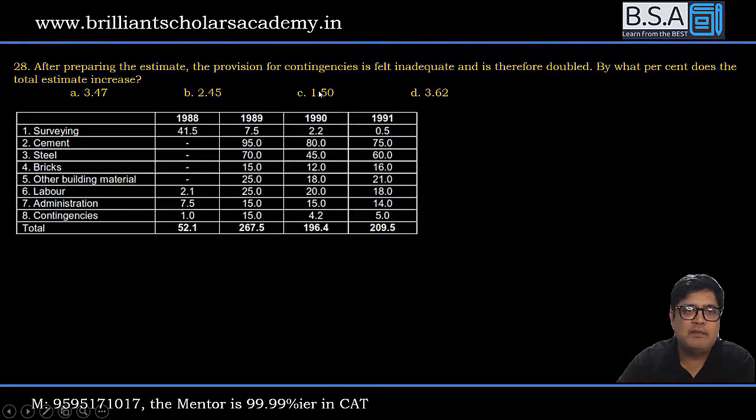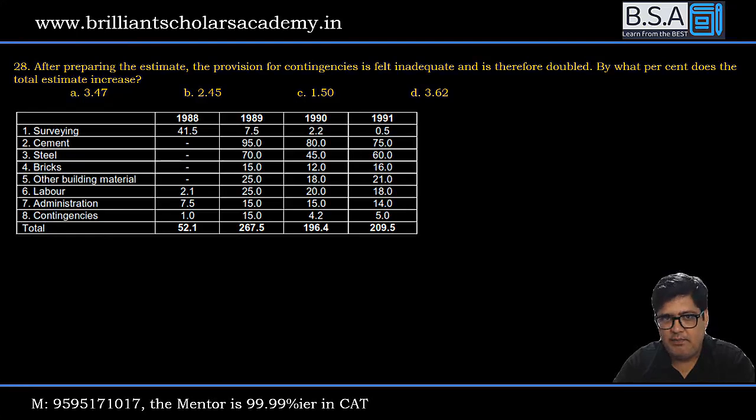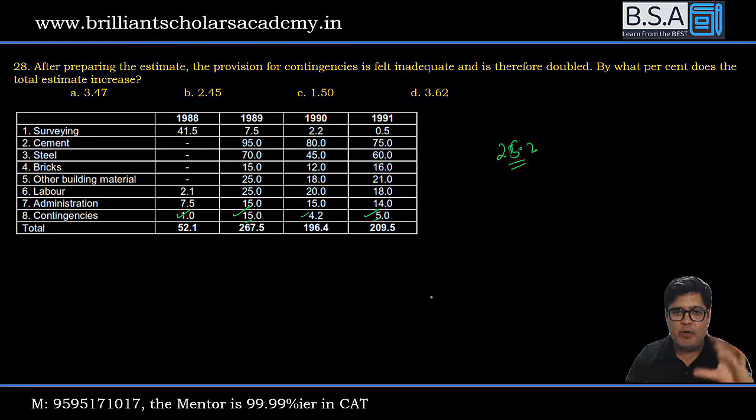Let us complete this. After preparing the estimate, the provision for contingencies is felt inadequate, and therefore it is doubled. By what percentage does the estimate increase? So contingencies are doubled. What are these numbers? 15 and 5, 20, 24.2, 25.2. 25.2 was a part of this. 25.2 was part of all of this.